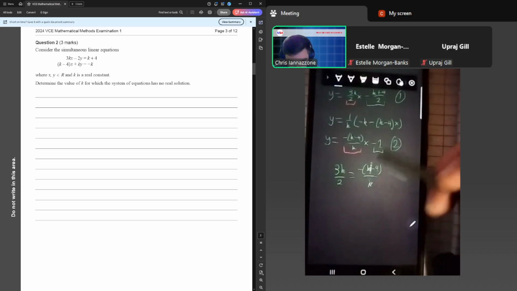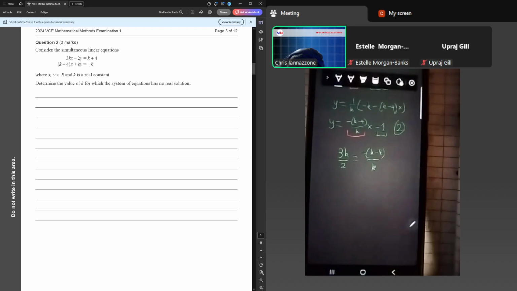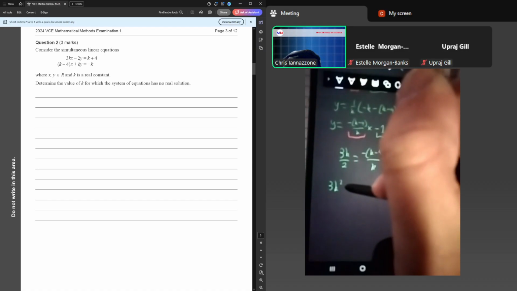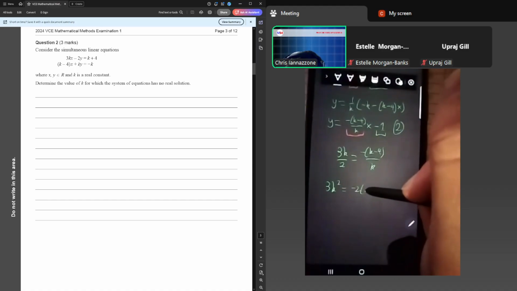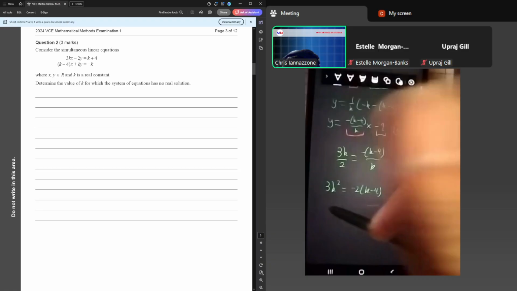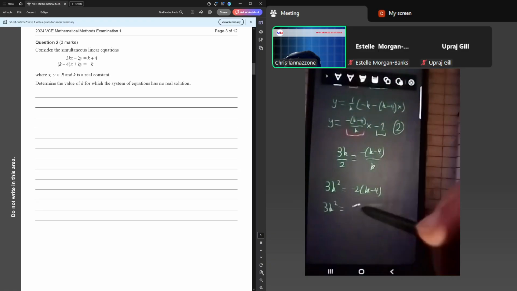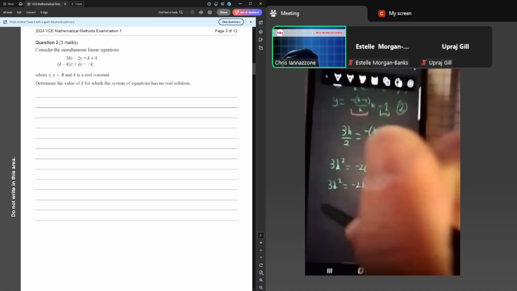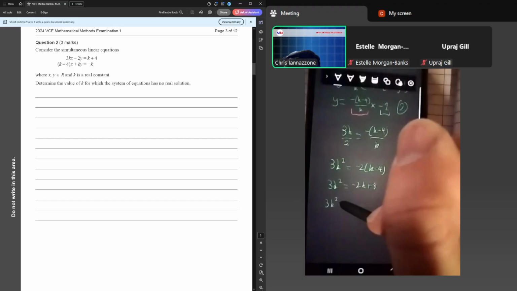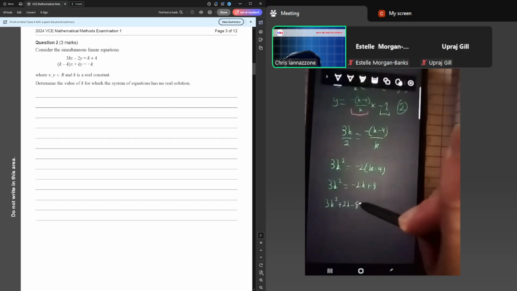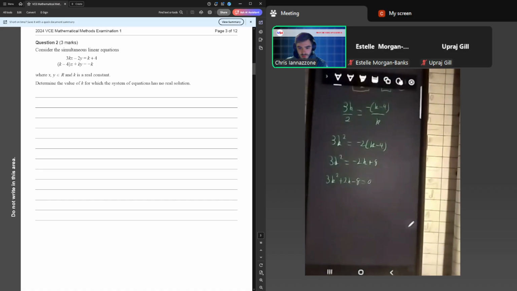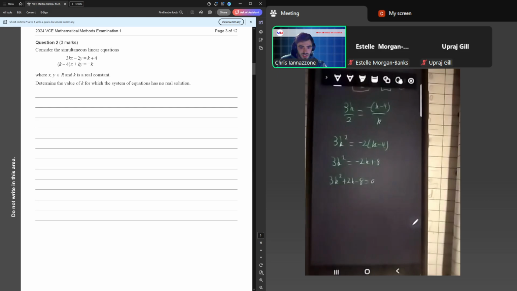Like for instance, this one's going to be a quadratic once we do our simplification. You just sort of cross multiply, you're going to get 3k squared equals negative 2k minus 4. 3k squared equals negative 2k plus 8. 3k squared plus 2k minus 8 equals 0. You're just solving a quadratic here. You've got a bunch of different options how you want to do that.